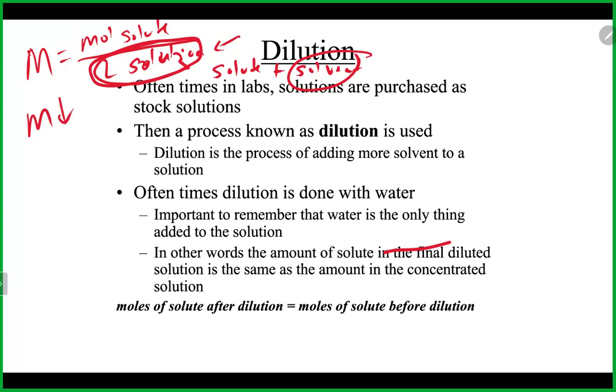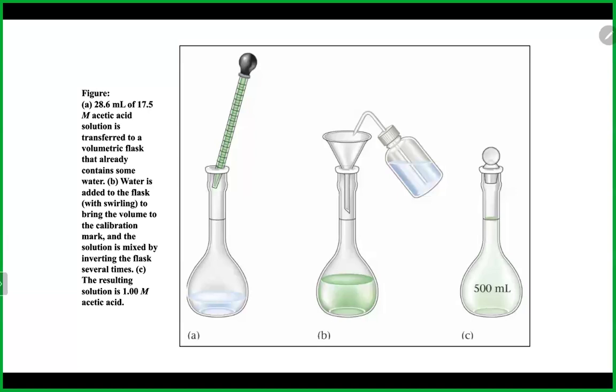There is actually a formula for dilution, and this is one way that you can make a dilution. Again, you can take a little bit of water in a volumetric flask.